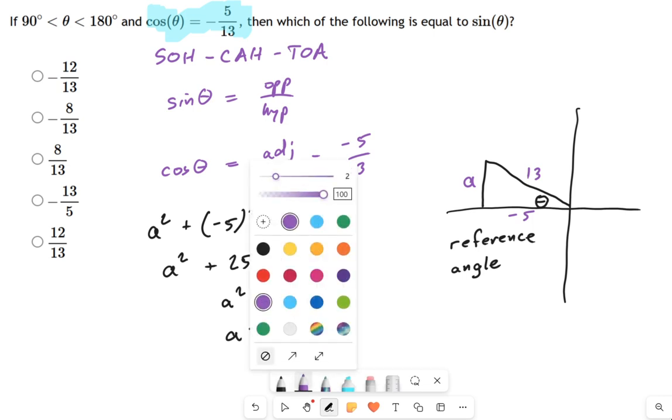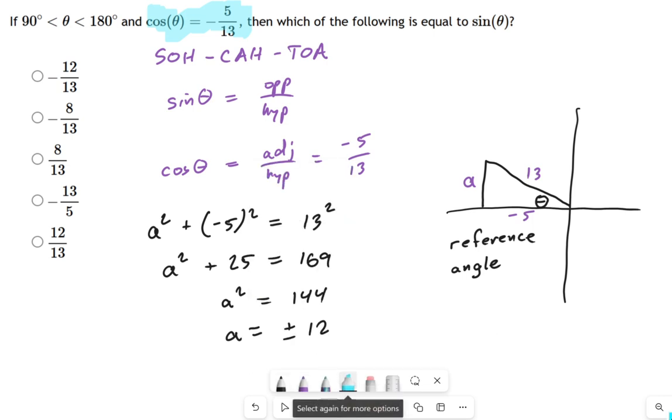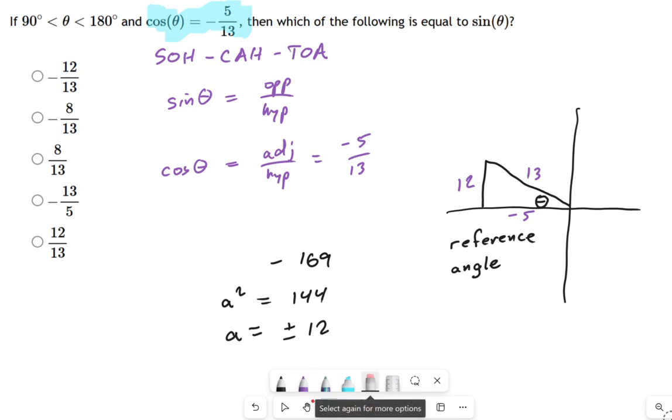Well, which one makes sense in the picture? I hope you're saying positive 12 makes sense because it's going up, right? That's up, not down. So we're going to put a 12 here, and I'm going to say this algebra we don't need anymore. Okay, scroll back in the video if you want to look that over again.